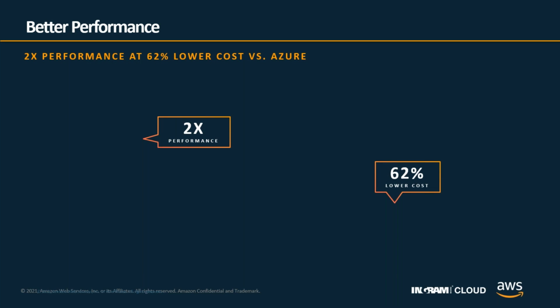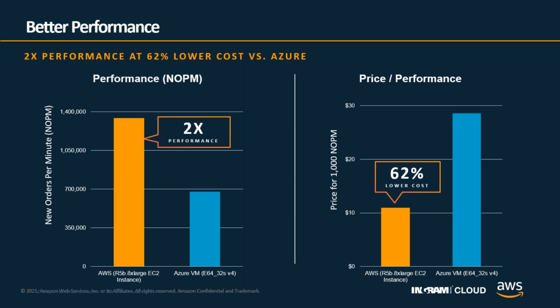Better performance. Again, our friends at IDC did a study recently, and they found running SQL Server specifically, you could do that on AWS with twice the amount of performance at 62% lower cost, which is really great news. And there are some sources which I can send you after this session if you'd like to look at that in a bit more detail.